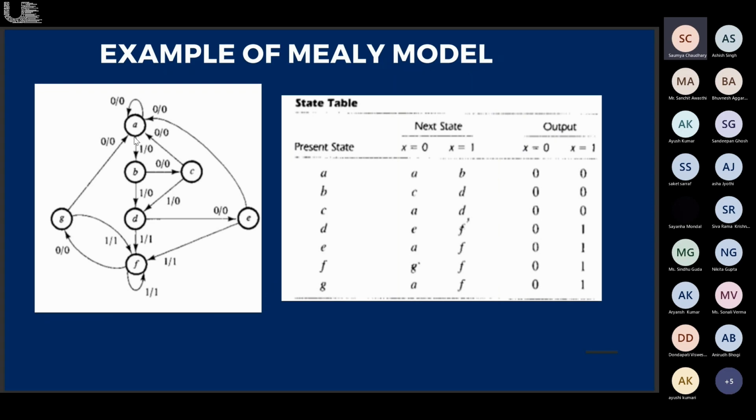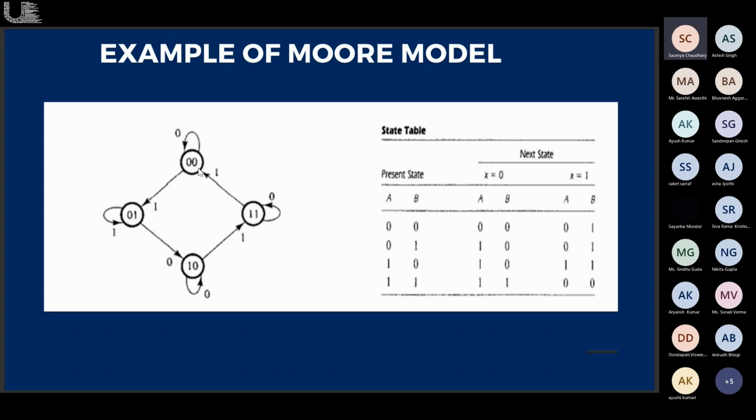Here A, B, C, D, E, F, G are all the present states, and this is the input, and after the slash we have written the output. This is the present state, the next state, and the output, and X is the input. In the Moore model, the output does not depend on the input, and we write the output inside the circle.